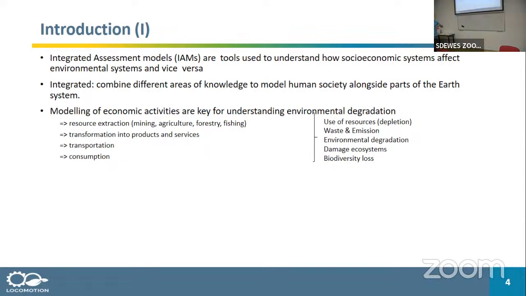On top of that, you have markets and many other things, but the key elements of the economic process are these: extraction of resources, transformation, and consumption. And during all these phases, you have linkage to nature. For instance, you have use of resources that can create depletion and also environmental degradation. You have generation of waste and emissions, and all of this can create environmental degradation, damage to ecosystem services, biodiversity loss, and many other things. And all these things affect the economic system as well.